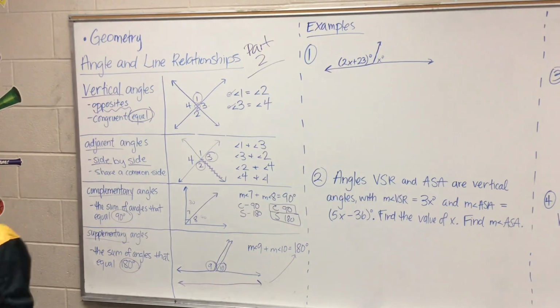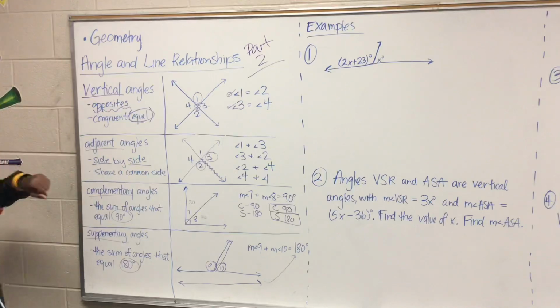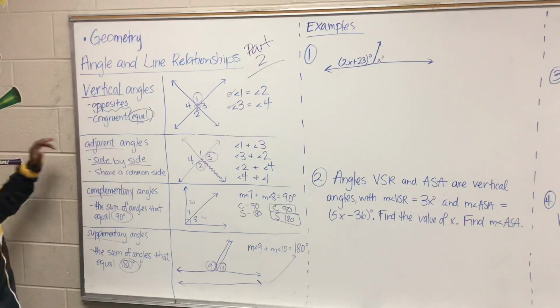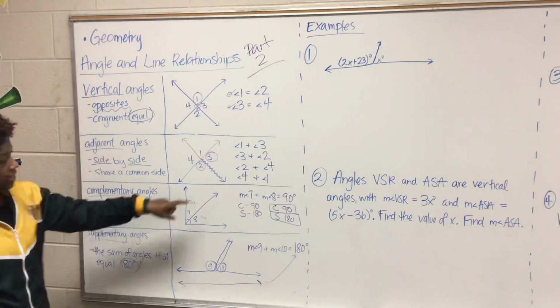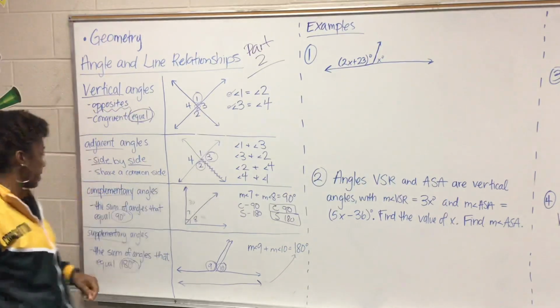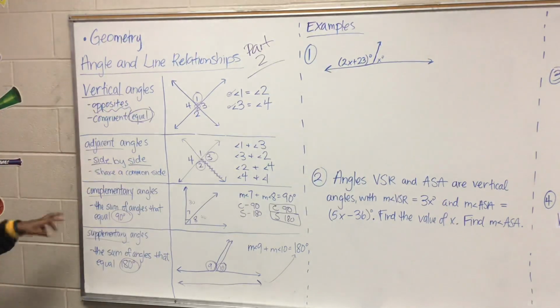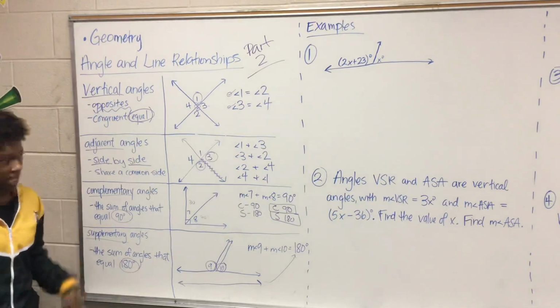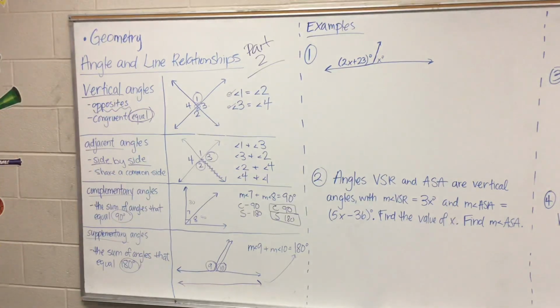We explained vertical angles are opposites and they are equal to each other. Adjacent angles are side by side, which means they share a common side. Complementary angles add up to equal 90 degrees. And then supplementary angles add up to equal 180 degrees.